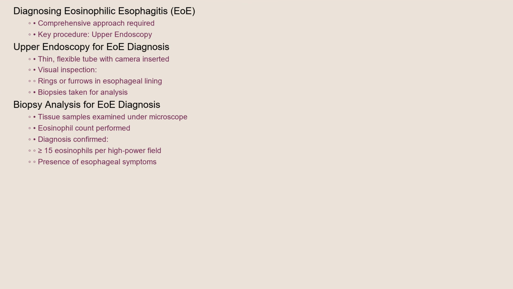Diagnosing EoE requires a comprehensive approach. The key is an upper endoscopy, where a thin, flexible tube with a camera is inserted into the esophagus. During this procedure, the doctor will look for visual signs of EoE, such as rings or furrows in the esophageal lining. More importantly, biopsies are taken. These tissue samples are then examined under a microscope to count the number of eosinophils present. A diagnosis of EoE is usually confirmed when there are 15 or more eosinophils per high power field in the biopsy sample, in addition to the presence of esophageal symptoms.